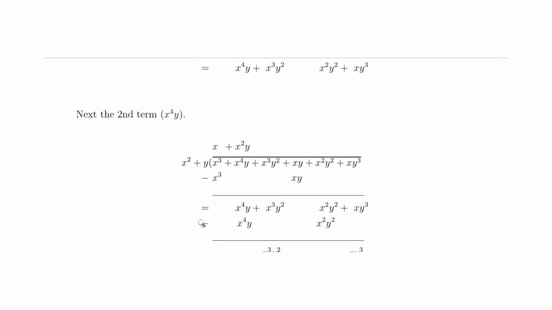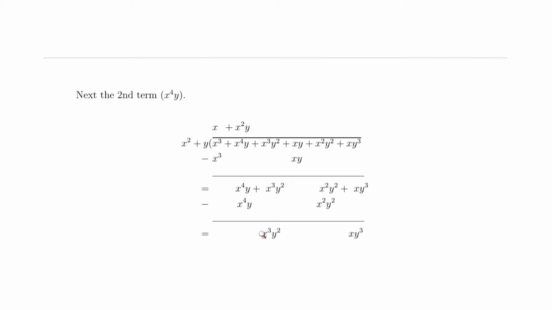So then, as before, we subtract them from these terms. So x to the 4 y minus x to the 4 y is 0. So that then leaves a blank. x cubed y squared minus 0 just leaves the term in there. Then this is all blank, which we've already eliminated earlier, the xy component. x squared y squared minus x squared y squared is 0. So then we've got a blank. And then the xy cubed minus 0 is xy cubed. So that takes care of that. So we now have our new remainder, which is x cubed y squared plus xy cubed.